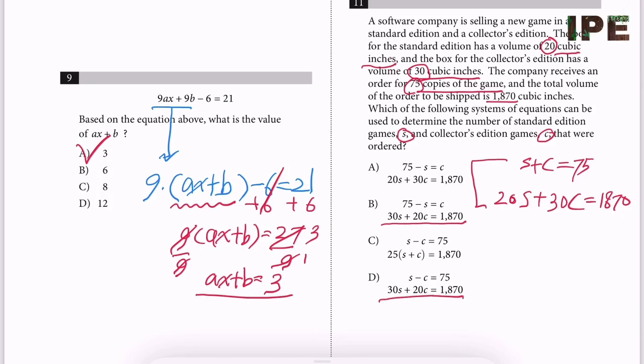Yep. So it is one of these two answers, but there is no S plus C equals 75 here, but we can find the C equals form. Subtract S from both sides. So C is equal to what? 75 minus S. 75 minus S equals C. Okay, over here, B is the answer.